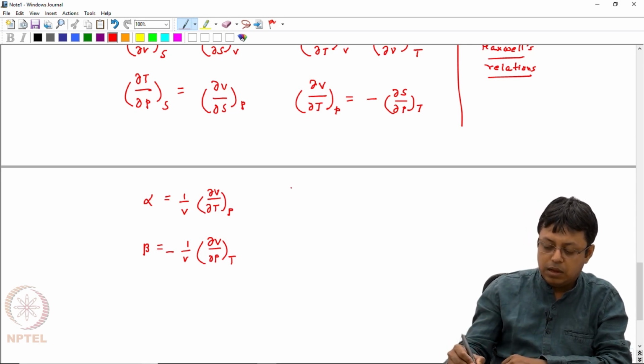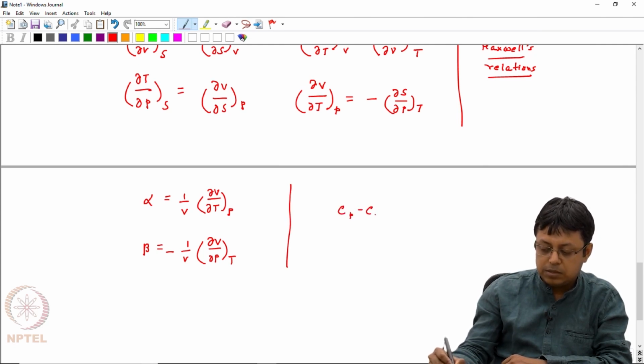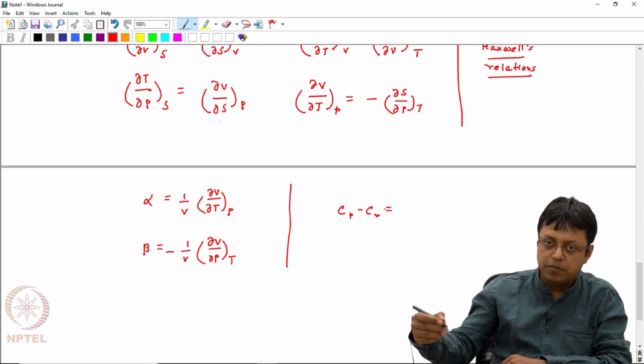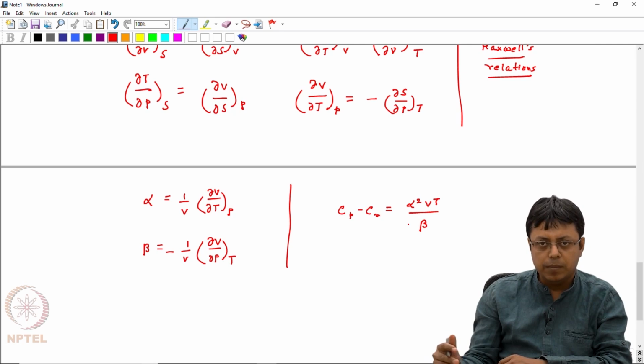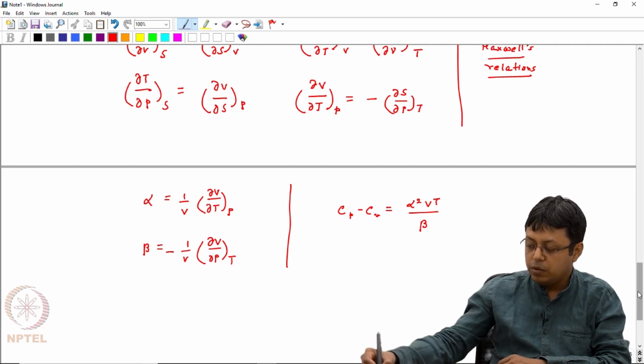And then from this you can actually calculate the difference between the heat capacities, Cp minus Cv, for which there are also other generalized expressions, and from that you will get that it will be nothing but alpha squared VT by beta, which we also formulated or derived. It's a very easy derivation. So you just have to find out first a general relationship between Cp minus Cv. And how do you get it?